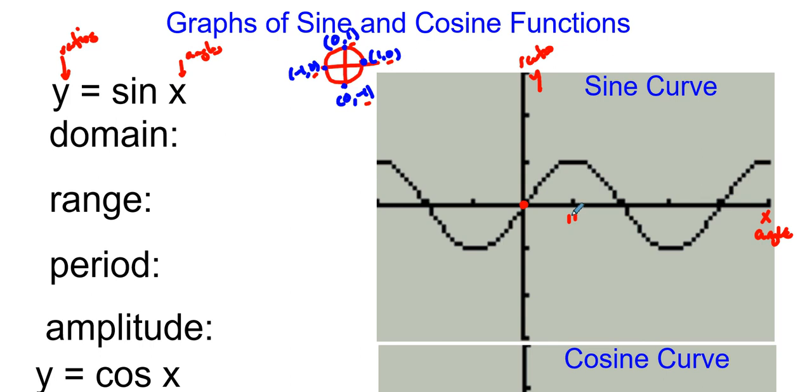Then at pi over 2, which is 90 degrees, we know we have 1. And then we go over here at pi, which is going to be 0 again, because that's the y. And then over here, we have 3 pi over 2. We have negative 1. And then we go all the way to 2 pi. 2 pi is located right there. And what we can see then is at this point, we create this nice little sine curve.